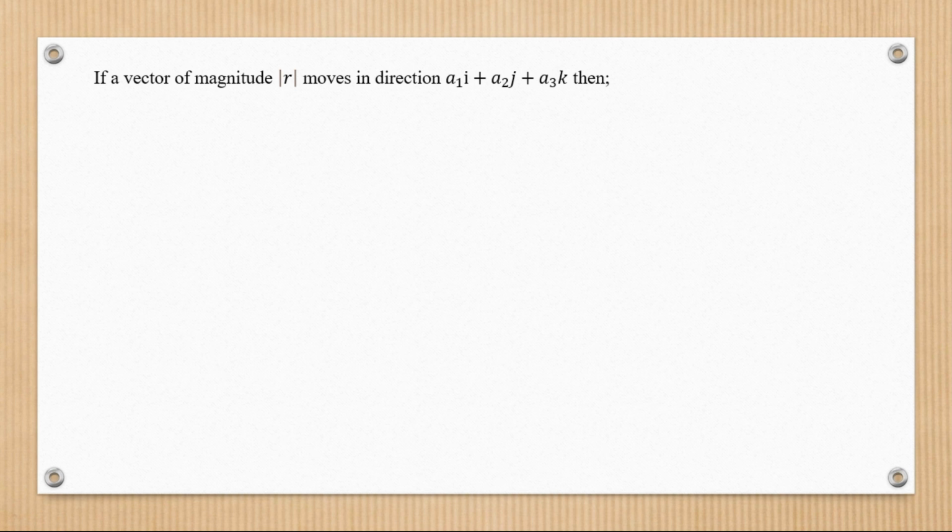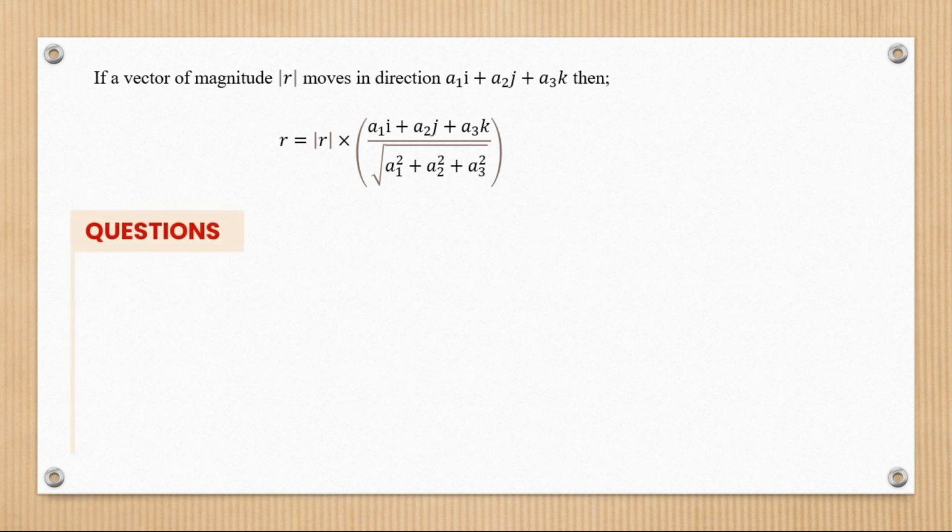So if a vector of magnitude R, this is another example. This is a continuation of where I said we can use unit vector to express magnitudes into vector form. If a vector of magnitude R moves in direction a1i plus a2j plus a3k, then R shall be equal to the magnitude of R times the unit vector of the direction. So we have the magnitude component here, and then we have the unit vector of the direction component right here, and that will give us R. Let's look at some examples.